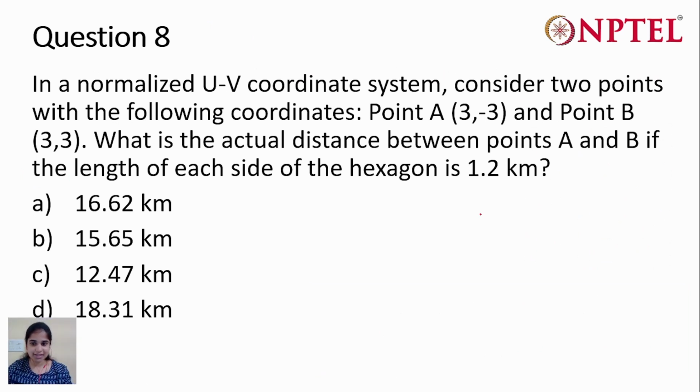Okay, so this is the next question. In a normalized UV coordinate system, consider 2 points. Point A is (3, minus 3) and point B is (3, 3). What's the actual distance between points A and B if the length of each side of the hexagon is 1.2 kilometers? So actual R is 1.2 kilometers.